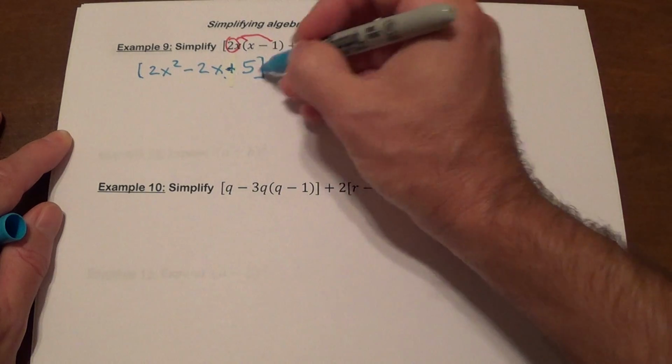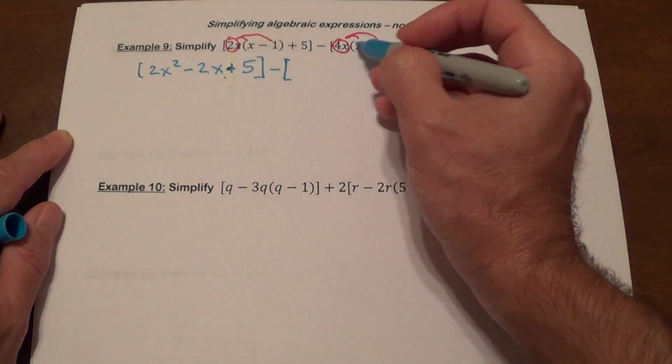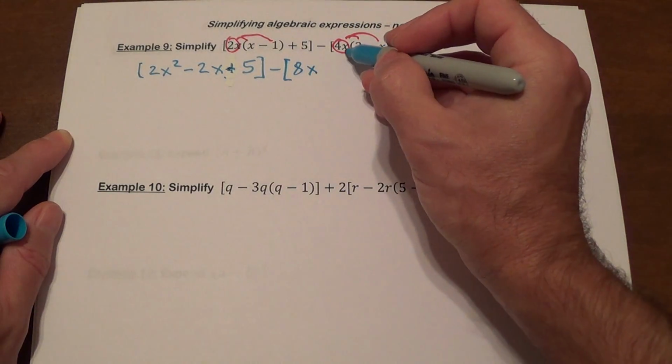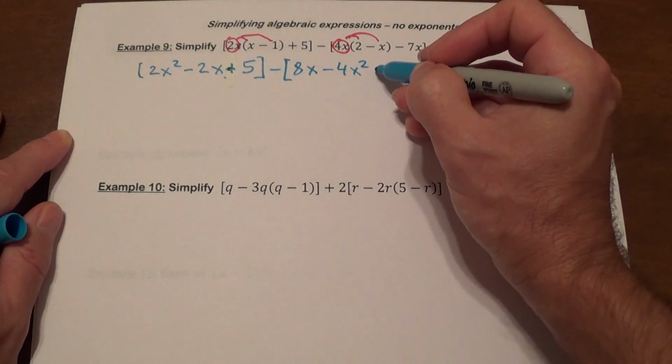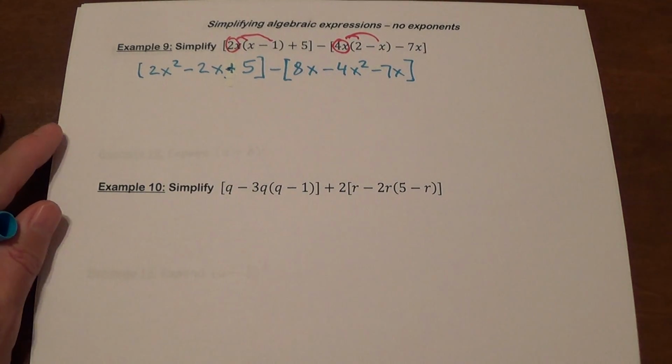Plus 5. Now we can close that. Minus, second set of parentheses, 4x times 2 is 8x. 4x times negative x is negative 4x squared. Minus 7x, and then we close that.